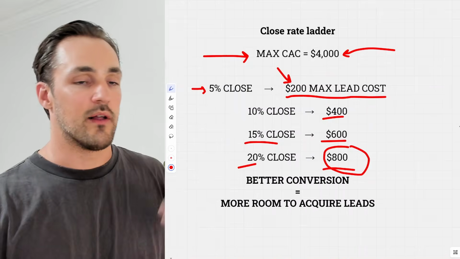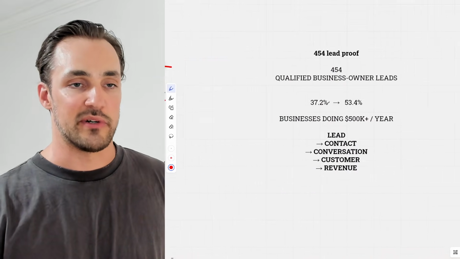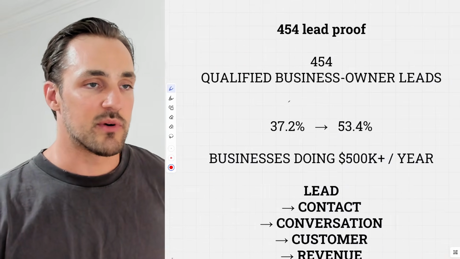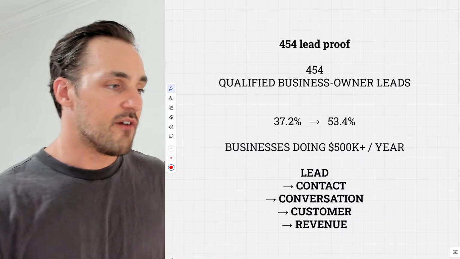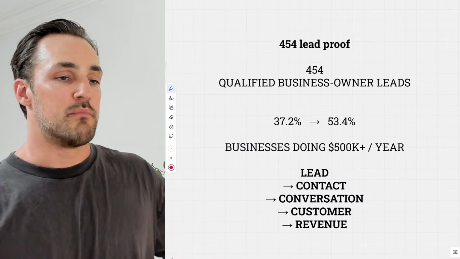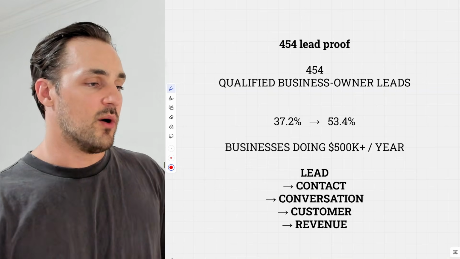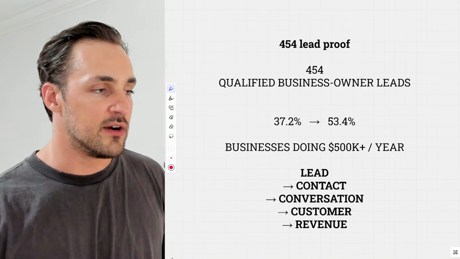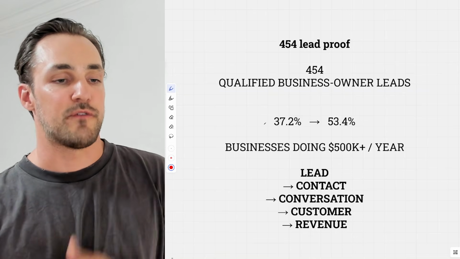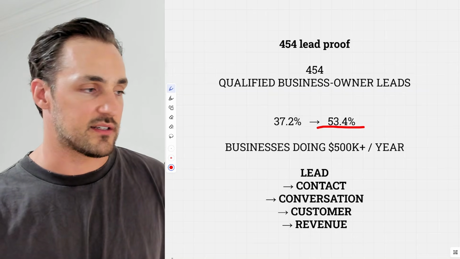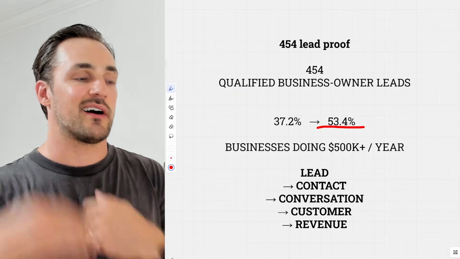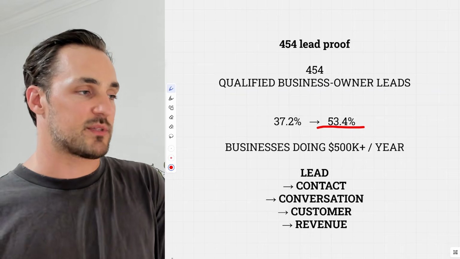So let me show you a real example from a real campaign. I shared some numbers earlier around one of our campaigns: 454 qualified business owner leads. At first, 37.2% were doing more than 500K a year. We improved the campaign to 53.4%. So the sales team had a much higher concentration of the businesses we wanted them talking to.